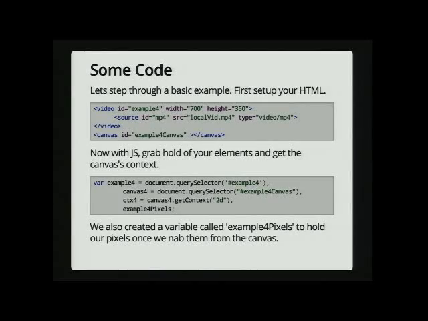So let's look through a little basic example that I've cooked up here. We have our video element, and we have a canvas. And then we use JavaScript to grab hold of the elements and get the canvas's context. So querySelector, there we go, and we get the context. And then I also created a variable called example4pixels, which I'm going to use to store everything that I grabbed from the canvas.